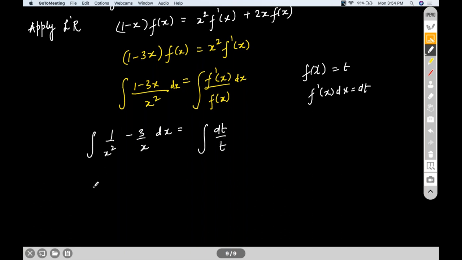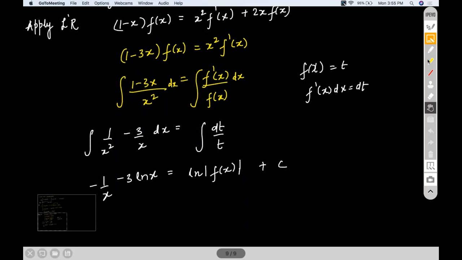So finally the result will be minus 1 by x minus 3 ln x, and this is going to be ln mod t. Mod t is nothing but your function itself, so I'm putting the function back. And of course, don't forget the constant of integration. Guys, just a word of advice: whenever you are performing an indefinite integral, never ever forget the constant of integration. You may feel that it's unnecessary, but remember, you will not be able to get a correct answer if you're not using that.